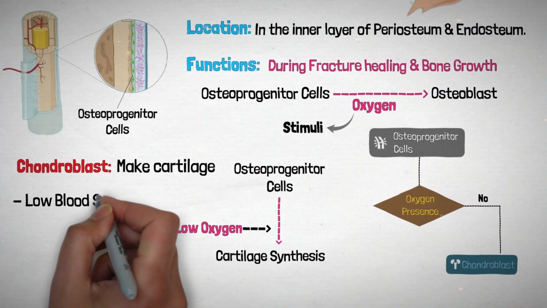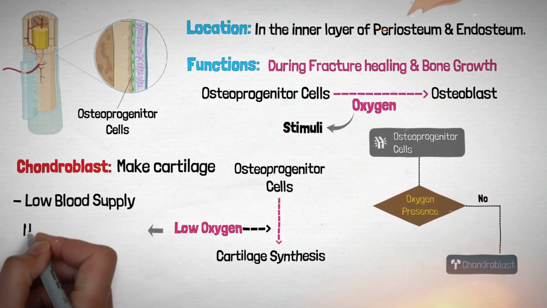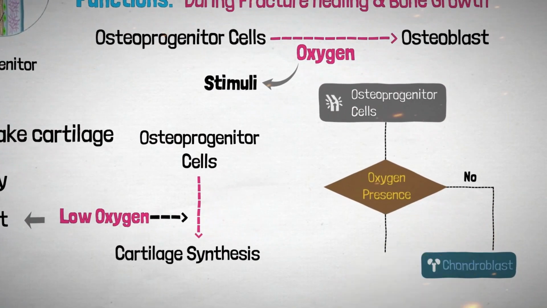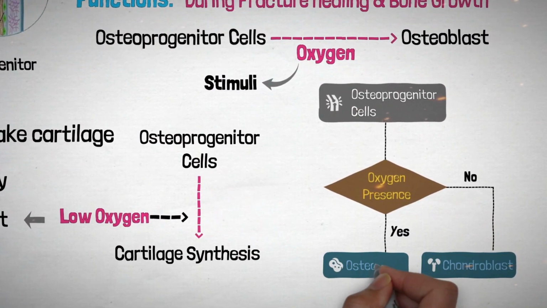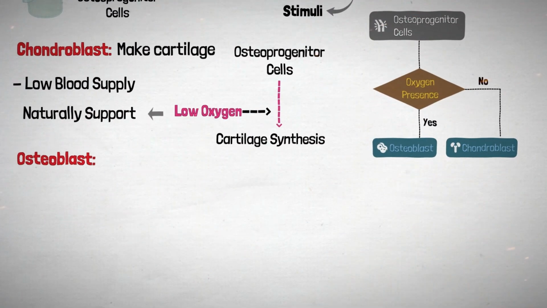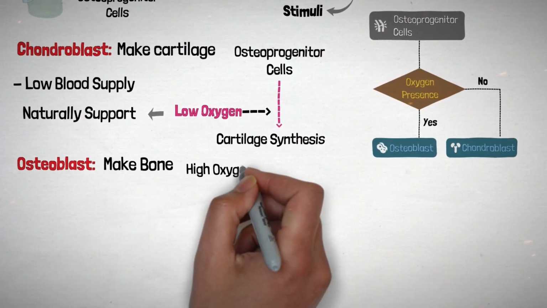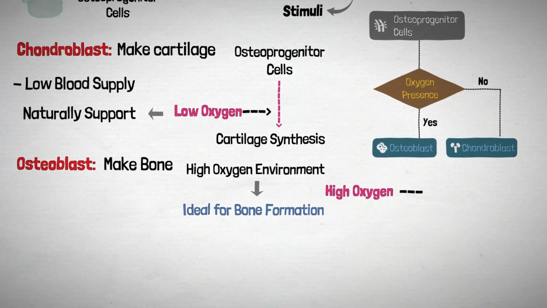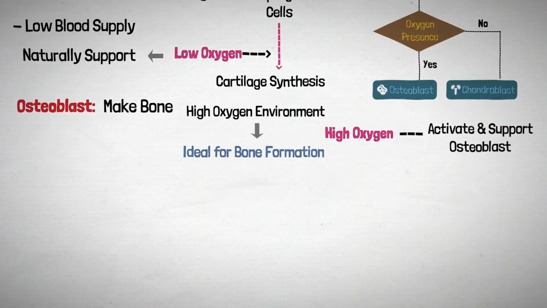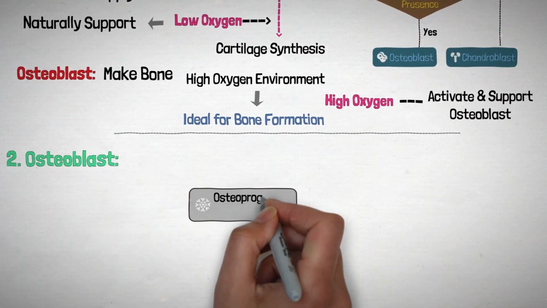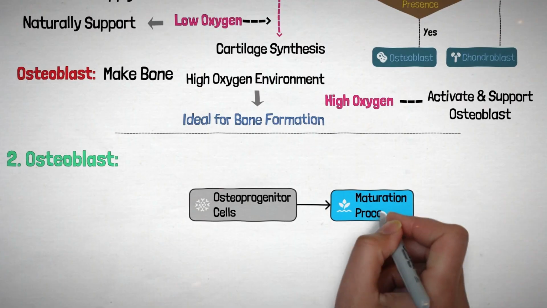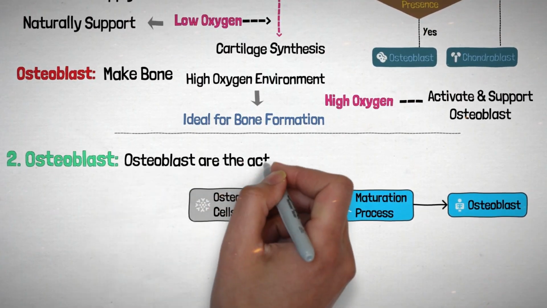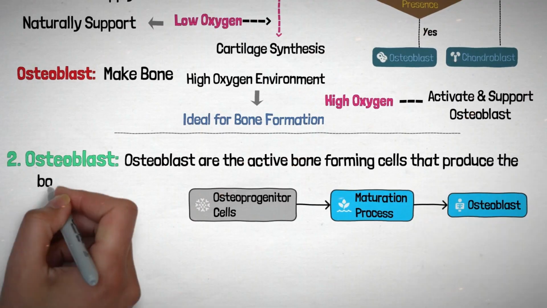On the other hand, if there is more oxygen in this area, osteoprogenitor cells convert into osteoblasts, which are the cells that form bone. A high oxygen environment is ideal for bone formation, so increased oxygen activates and supports osteoblasts. When osteoprogenitor cells mature and become active, they turn into osteoblasts. Osteoblasts are active bone-forming cells. These cells produce the bone matrix. They are the cells that form bone. In other words, they are the factories of bone that create new bone matrix.